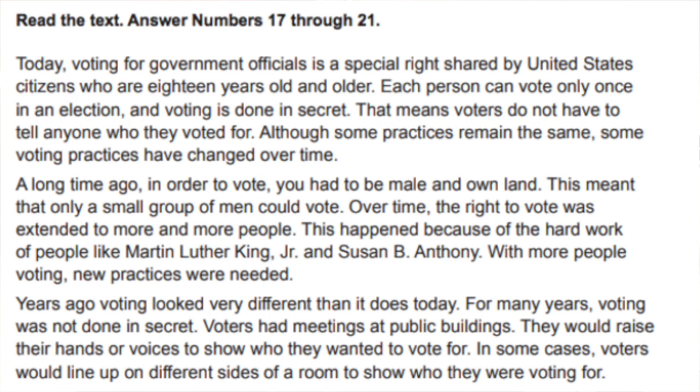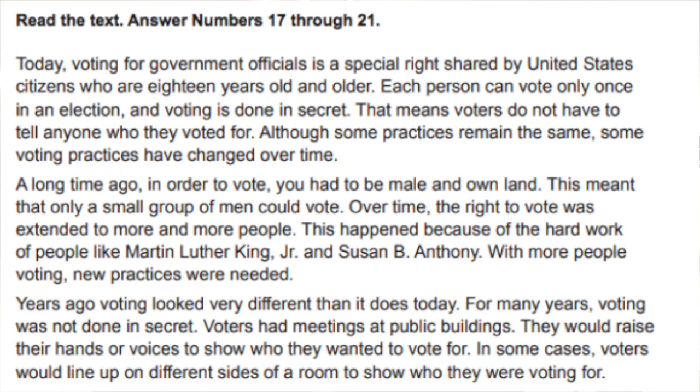Today, voting for government officials is a special right shared by United States citizens who are 18 years old and older. Each person can vote only once in an election, and voting is done in secret. That means voters do not have to tell anyone who they voted for. Although some practices remain the same, some voting practices have changed over time. A long time ago, in order to vote, you had to be male and own land. This meant that only a small group of men could vote.